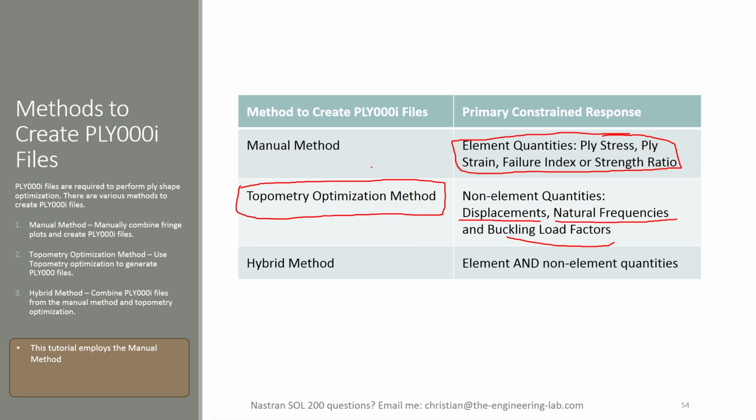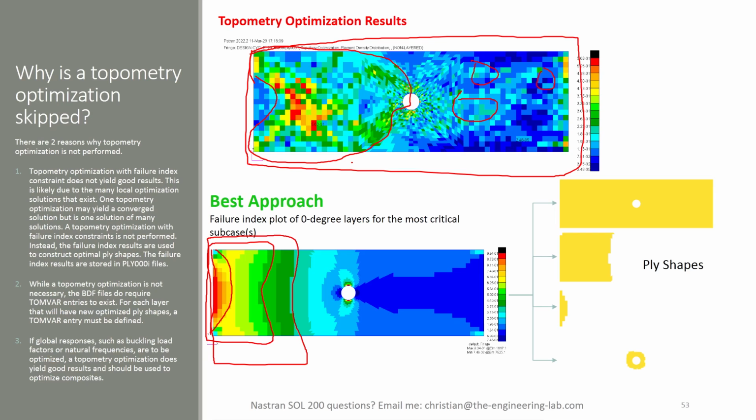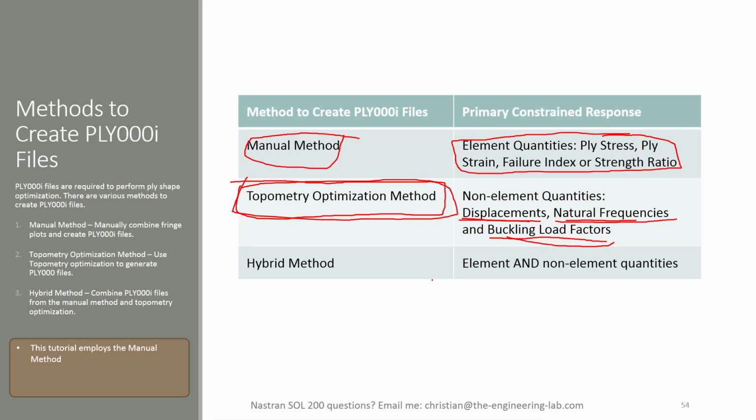So that's why my recommendation is, if you're dealing with displacements, natural frequencies, buckling factors, anything that's non-element, consider using a topometry optimization to get a suggestion as to where to put your plies or your core. If you're dealing with these element quantities, I recommend manually building those .ply files and following the contours of the fringe plot to build your ply shapes.